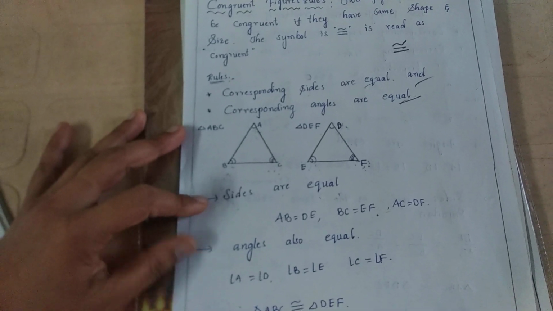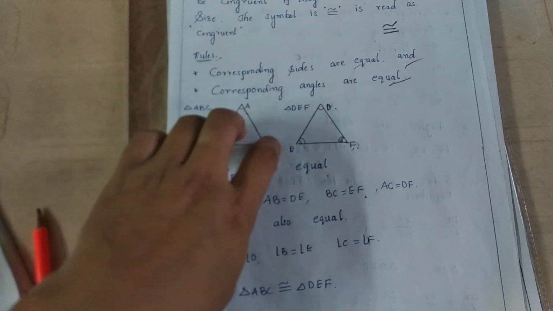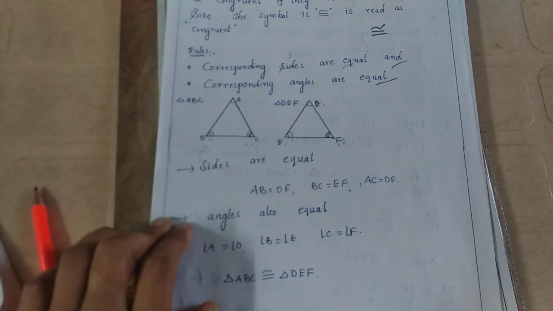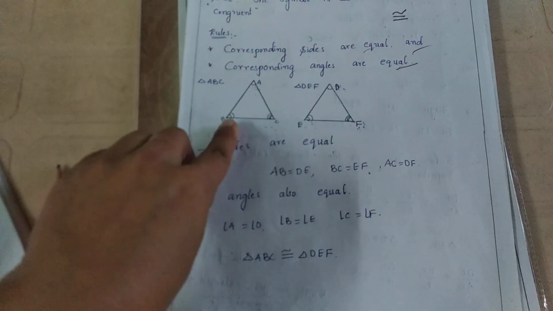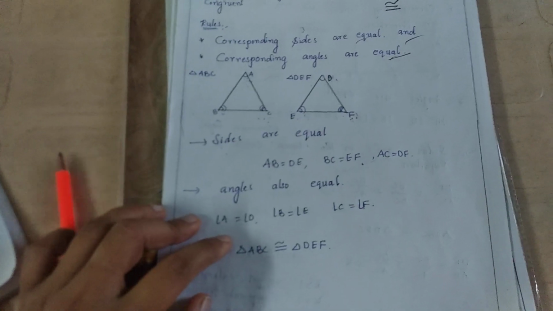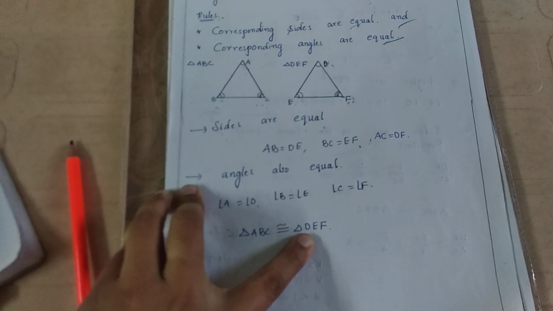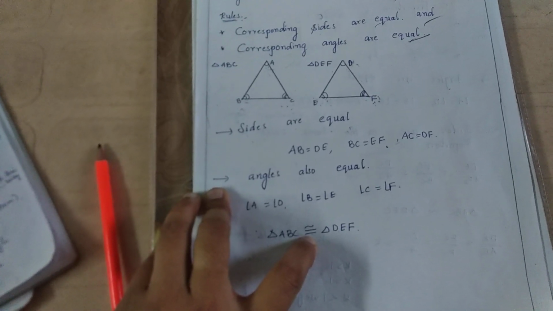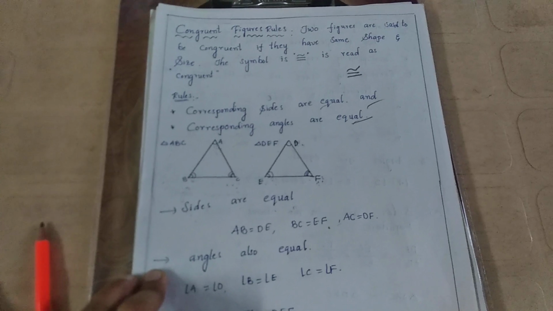First, corresponding sides are equal. Sides means AB equal to DE, BC equal to EF, AC equal to DF. Okay children, sides are equal. Next, corresponding angles are also equal: angle A equal to angle D, angle B equal to angle E, angle C equal to angle F. So therefore, triangle ABC is congruent to triangle DEF. That is the meaning of congruent: corresponding sides are equal and corresponding angles are equal. Did you understand the congruent figures rules?